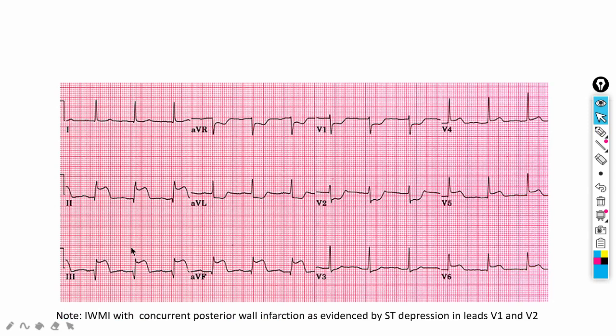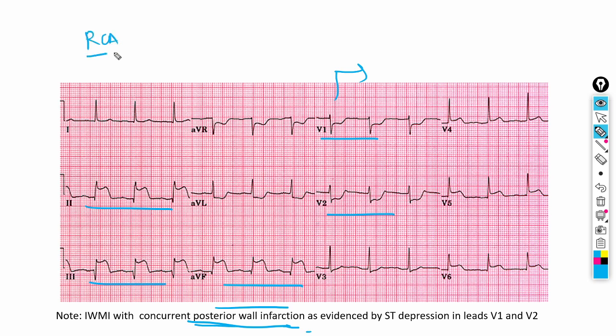Now here is the ECG which shows ST segment elevation in leads 2, 3, AVF, that is inferior leads, but there is ST depression in V1 and V2. So this ST depression in V1 and V2 suggests that there is a concurrent posterior wall infarction along with inferior wall, because the posterior wall is also supplied by RCA or LCX.